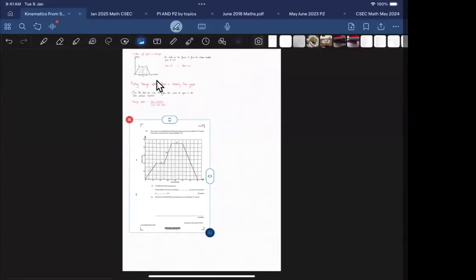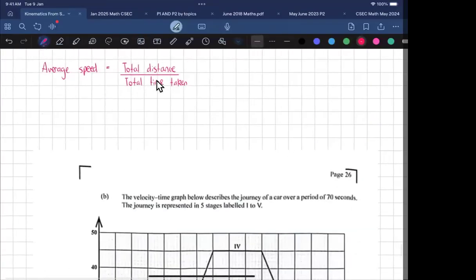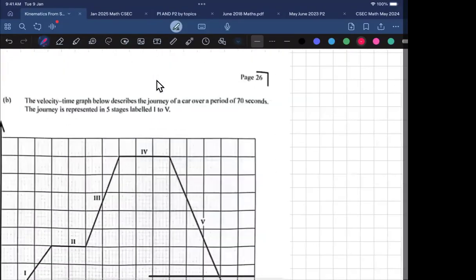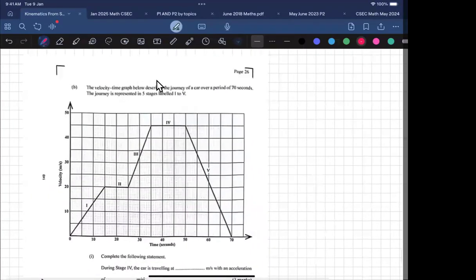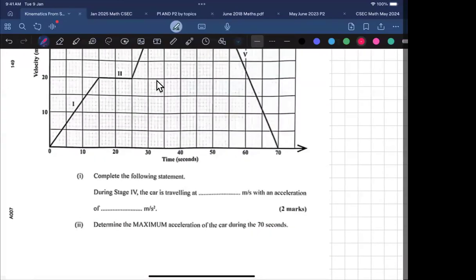All right, so we're gonna do an example. Amy, give this question a read. The velocity time graph below describes the journey of a car over a period of 70 seconds. The journey is represented in 5 stages labeled I to V. Complete the following statement: during stage IV, the car is traveling at, with an acceleration of.